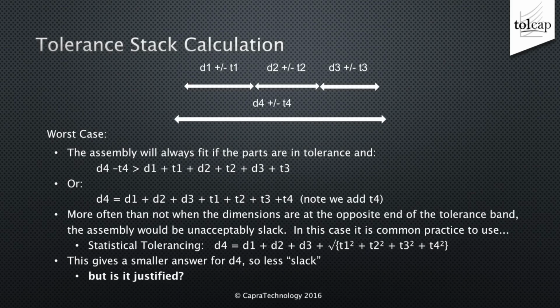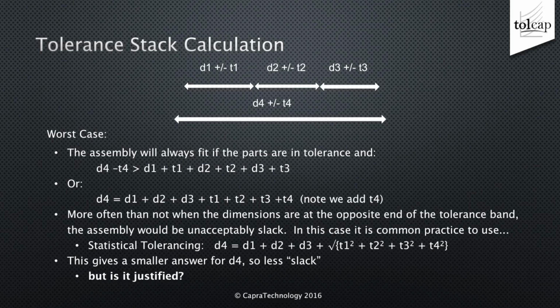Always start with a worst case analysis. The assembly will always fit if the parts are in tolerance and if D4 minus T4 is greater than D1 plus T1 plus D2 plus T2 plus D3 plus T3. Or rearranging that, D4 is D1 plus D2 plus D3 plus T1 plus T2 plus T3 plus T4. Note we add T4.